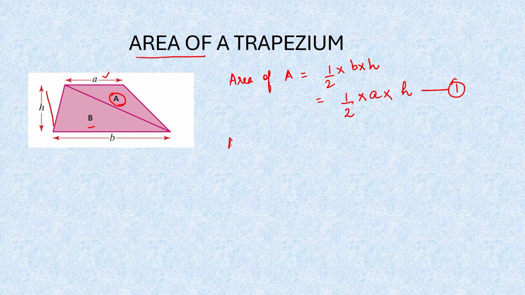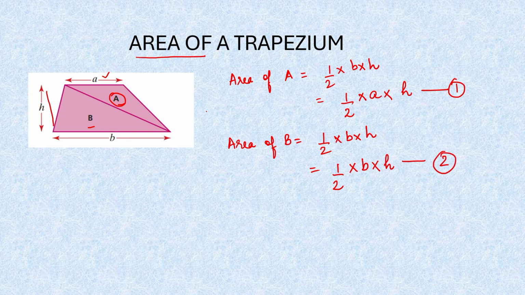Now similarly, we'll find out the area of B. Area of B is equal to half into base into height. What is the base here? The base here is b, half into b. We are finding out the area of this triangle, B. So half into base into height. This is your equation number 2.